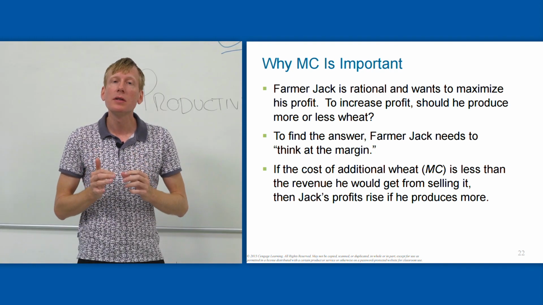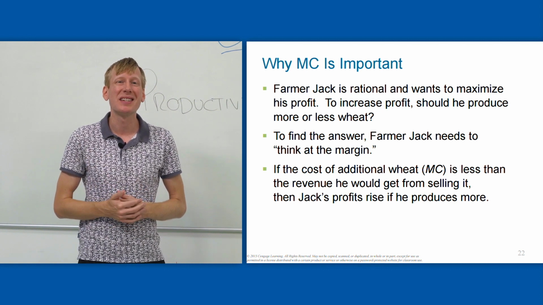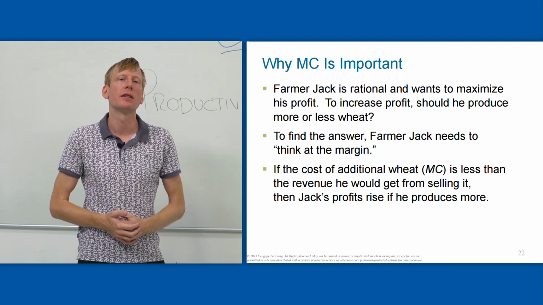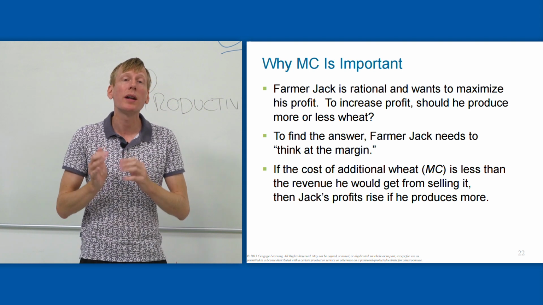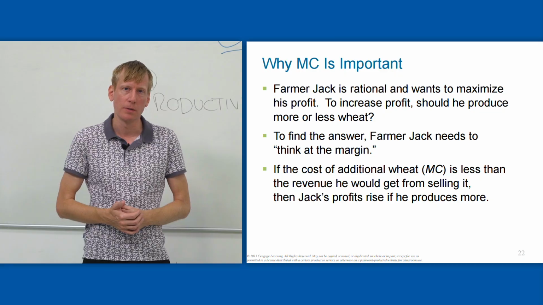Now, if he produces goods which have a marginal cost of 10 and sells them for a price of 7, his profit would fall as a result of producing those units. So it would not be rational for him to produce those units. Therefore, it would not be rational for him to hire the worker which was needed to produce those units.